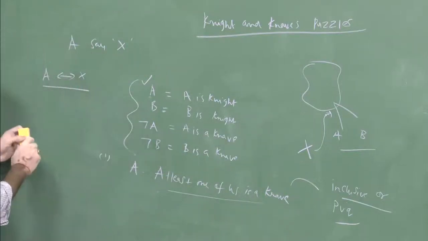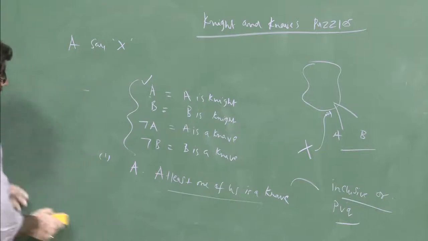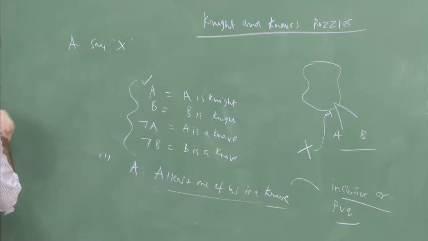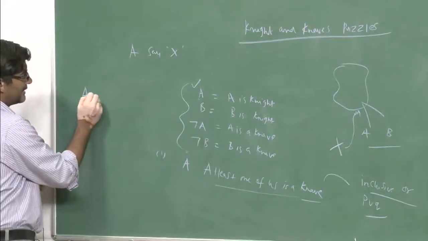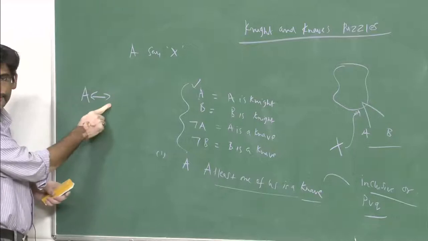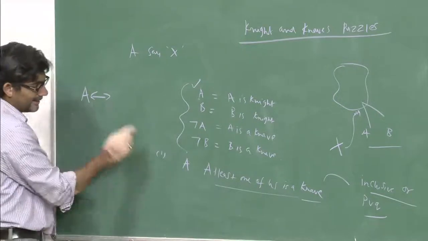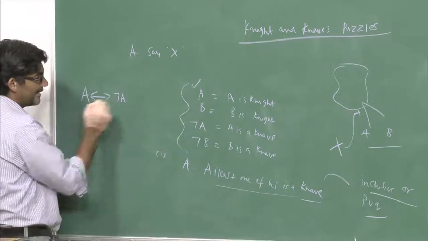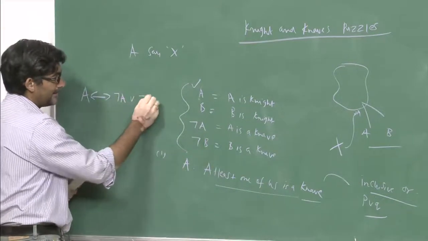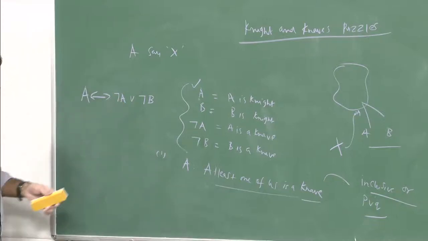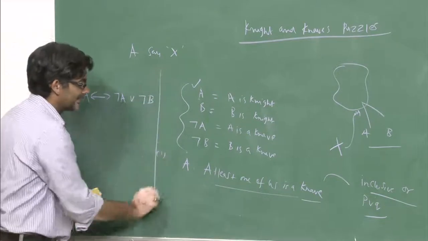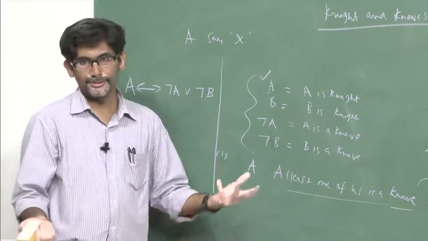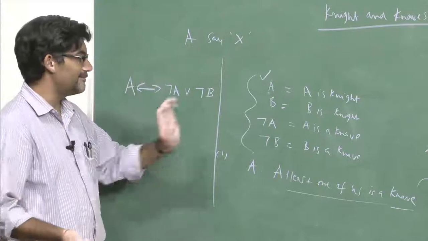So now this formula reduces to this particular kind of thing. What it says is, at least one of us is a knave. That means A is saying, A if and only if this one, it says that at least one of us is a knave. That means either A has to be a knave or B has to be a knave. So now we need to construct a semantic tableau for this, then we can come to know what is A and what is B.